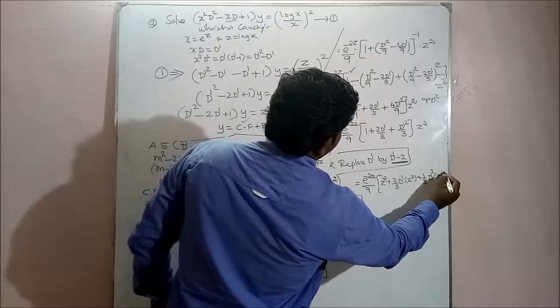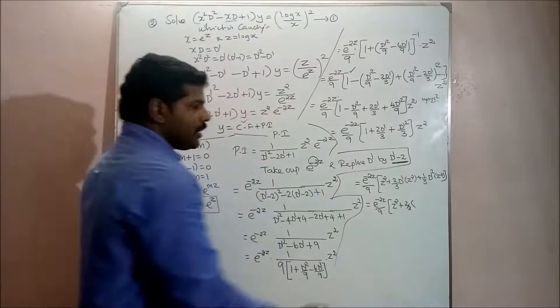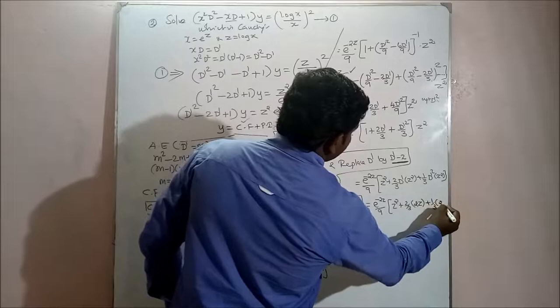That is equal to e power minus 2z by 9 into z square plus 2 by 3 into 2z, 2 times differentiate panna 2z of the kadaichirum. Plus adhe maari idhiyum, so sorry, idhula vandhu 1 time D dash-na 1 time, but 2z kadaikum. Plus 1 by 3 into 2 times differentiate panna 2 kadaikum. So idhu simplify panninga you will get the answer.